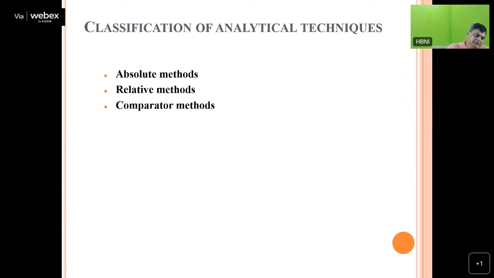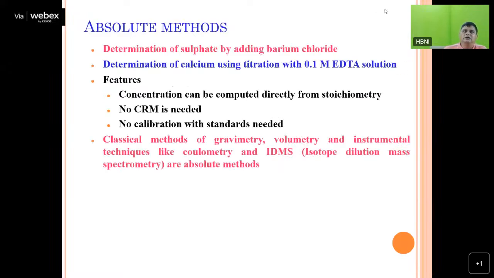So the classification of analytical chemistry: basically, all the techniques of analytical chemistry have been divided broadly into 3 main classes, called the absolute methods, the relative method, and the comparative method. What do you mean by absolute methods? Absolute methods are those which do not require any kind of certified reference material. Without using a certified reference material, if I can tell with 100% confidence, yes, this element is present, this will be termed an absolute method.